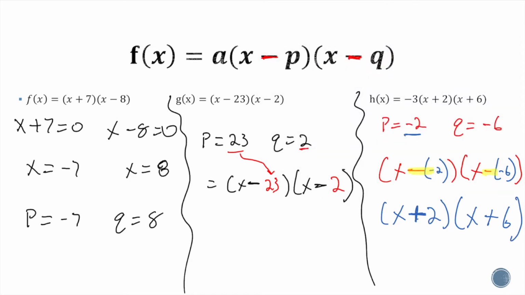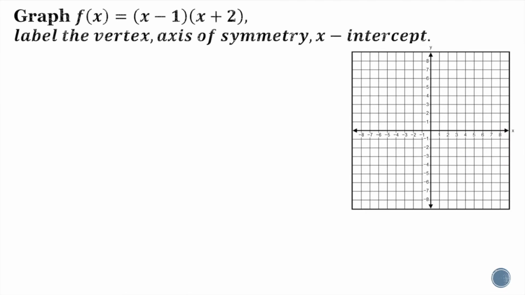A negative times a negative is a positive. So once again, you must change the signs when they're inside the parentheses in order to identify the root solutions or the value for p and q, which mean all the same thing. So let's see how this translates to when I need to graph.